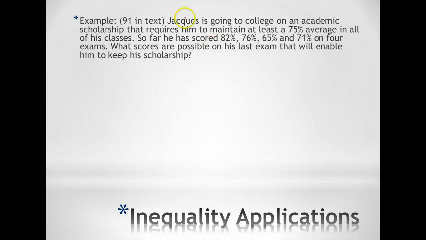Okay, one final application here for you is an inequality application. So Jacques is going to college. So this is from the textbook. On an academic scholarship, he needs to maintain at least a 75% average. That's what tells us it's an inequality. At least, at most, is less than, all those things. So far he scored an 82%, a 76%, a 65%, and a 71% on 4 exams, and we want to know how much he has to score on his last exam to keep his scholarship.